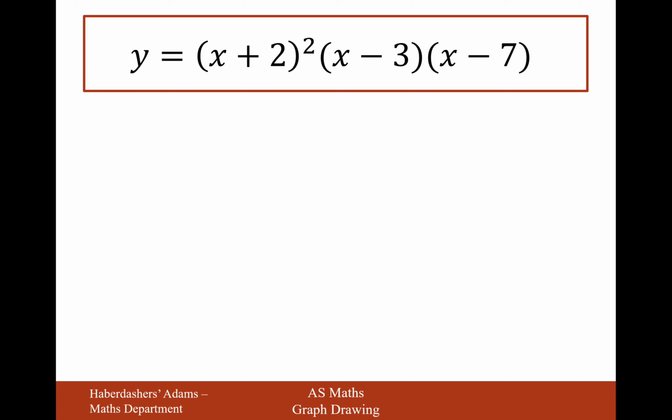Let's move on to the next one. So it's going to be y equals x to the power 4 roughly as the graph. The x-axis intercepts are going to be at -2 as a repeated root, 3 and 7. The y-axis intercept is going to be 2 times 2 times -3 times -7, well, that's going to be 4 times 21, so 84.